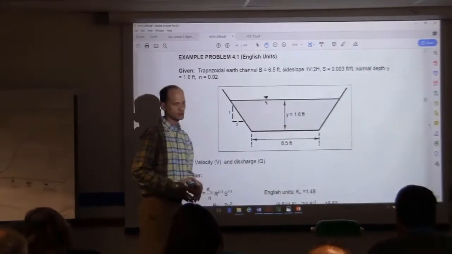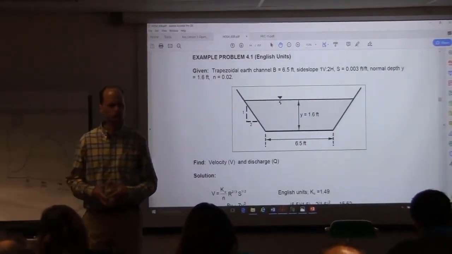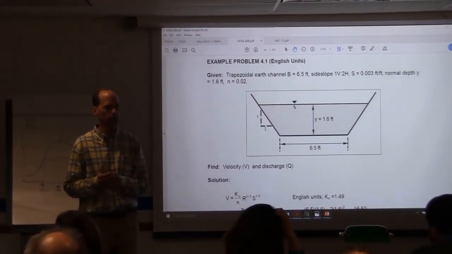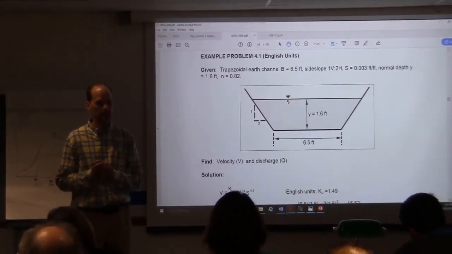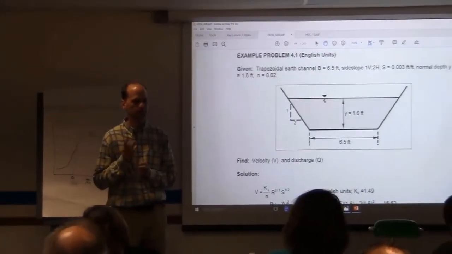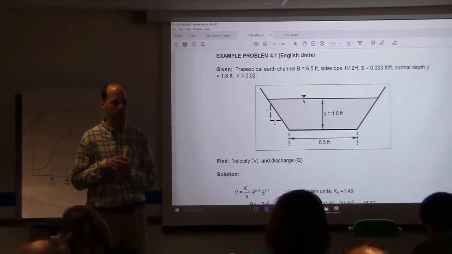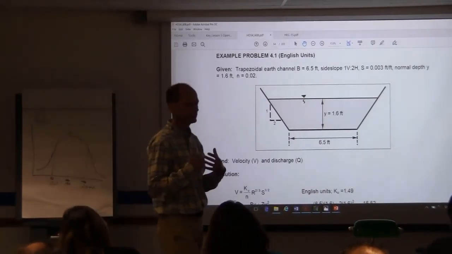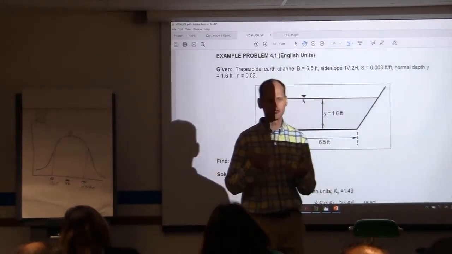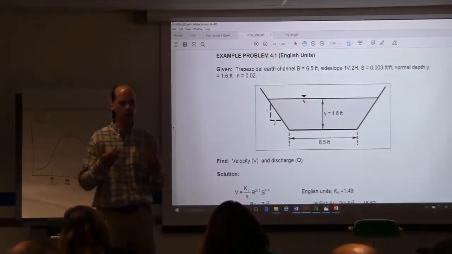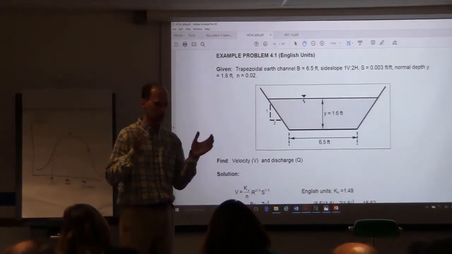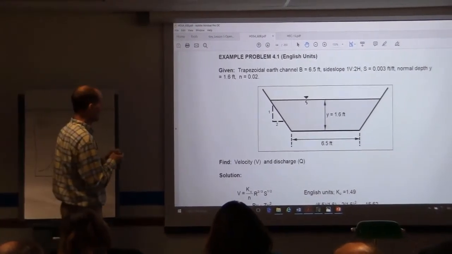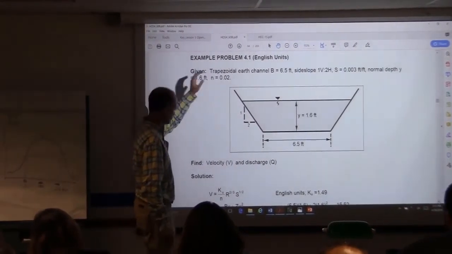Normal depth is Y. So when you hear normal depth, what equation do you think we're going to be using? Normal depth only comes from one equation. It starts with an M. Manning's equation. Manning's equation gives you the flow depth that would normally occur in a channel under steady uniform flow conditions until we go in and mess it up by putting in culverts and bridges and other types of things. Okay? So normal depth comes from Manning's equation. And that's given as 1.6 feet. And we're given a roughness value of 0.02.